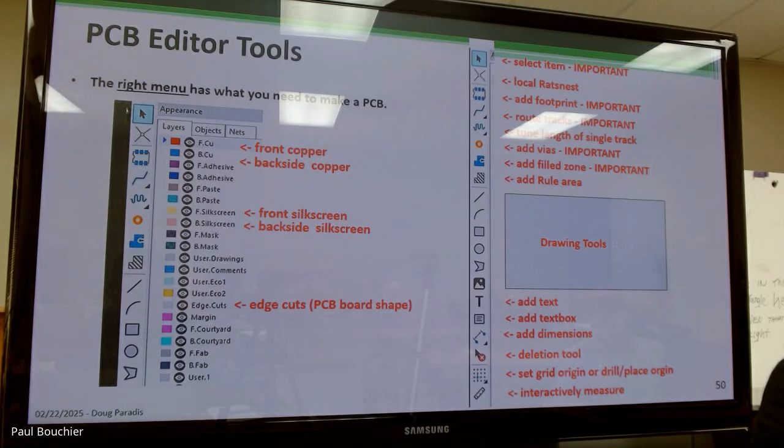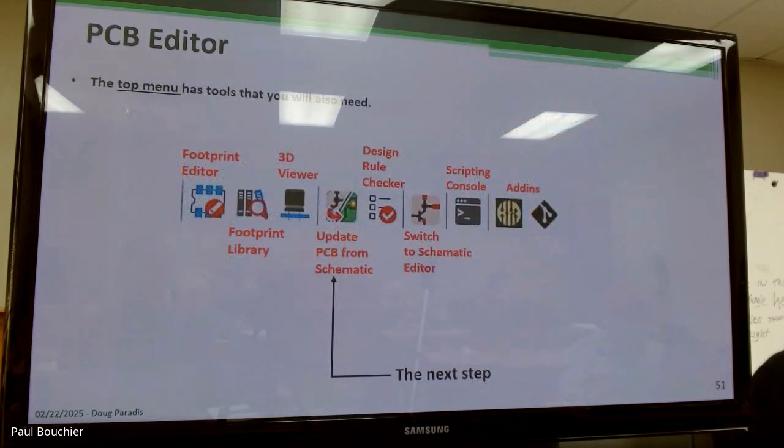There's a deletion tool, which hopefully you never have to use. Then there's interactive measure. That's very good for measuring distances. That's actually a nice tool. Okay, so now we've kind of gone over the PCB editor tools. You also have stuff on the top.